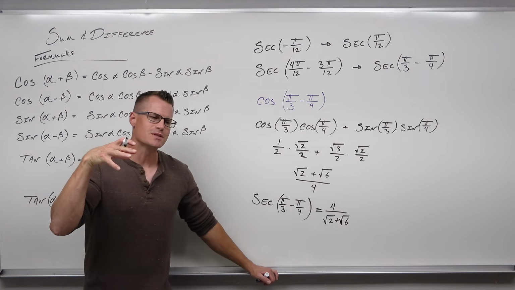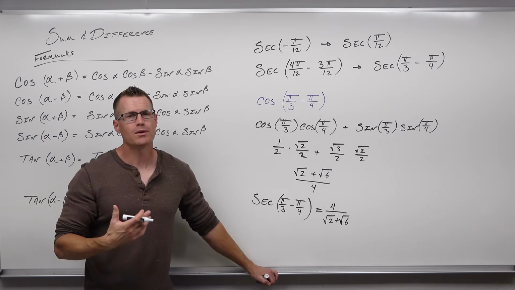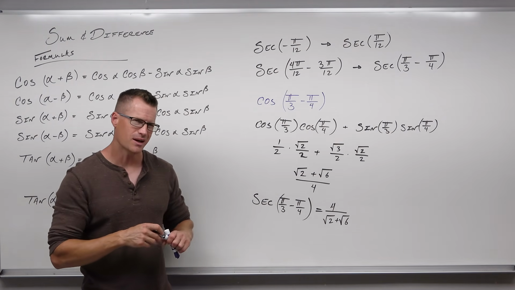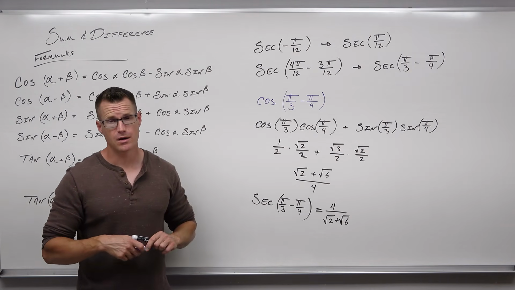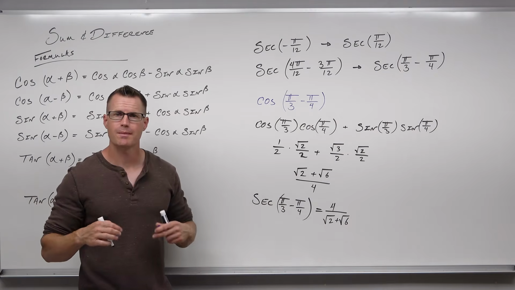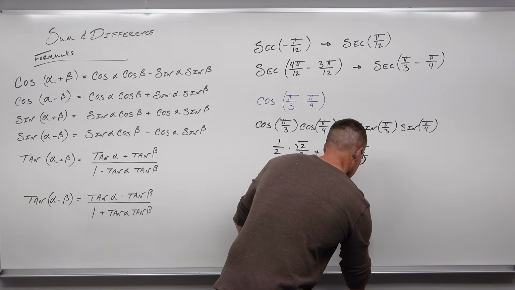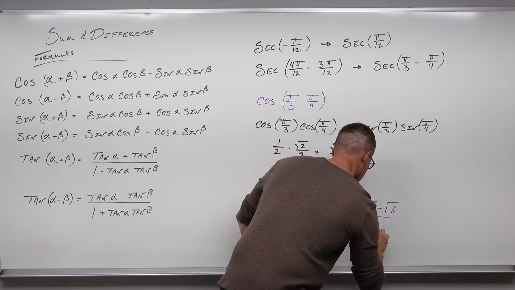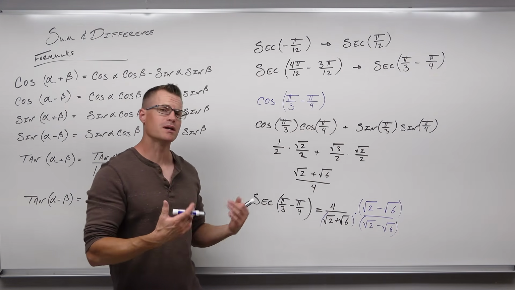You got 4 over some junk with square roots in it, and they don't like junk with square roots in it, so you're probably going to rationalize. This is correct, right? This is numerically just fine, but you're probably not going to see that. And so rationalizing takes your denominator and multiplies by the conjugate of that, which means that you're going to multiply by square root 2 minus square root 6. And if we do that, it's just a matter of distributing and simplifying.